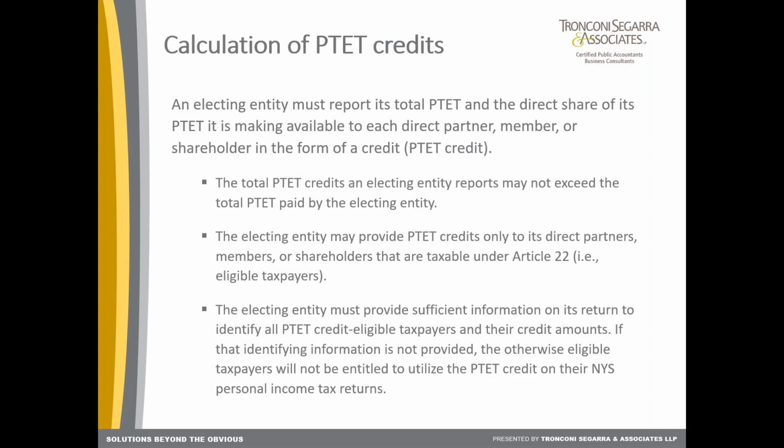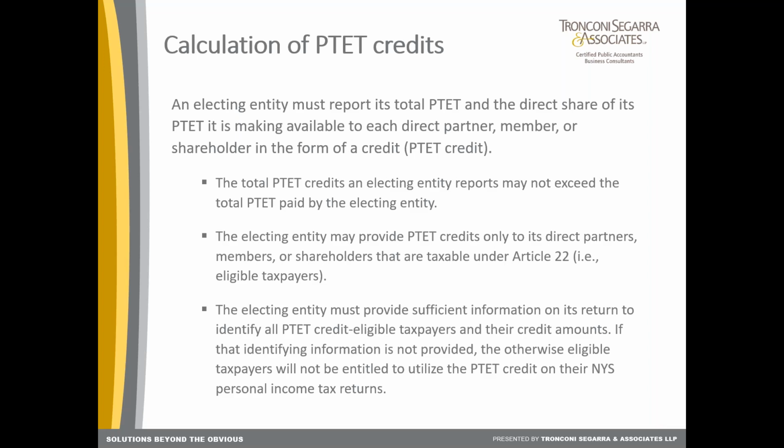As mentioned previously, the electing entity can only provide credits to its direct partners, members, or shareholders. These credits do not flow through. So if you have a tiered partnership or you have a trust that flows out income to an individual, those credits aren't going to flow through. You can only take the credit as a direct partner. So you can't flow these through in multiple entities. So that's something to be aware of. Depending on your ownership structure, you have to look at that.